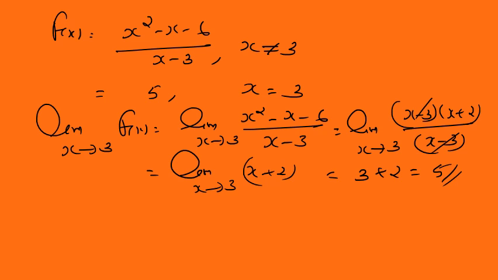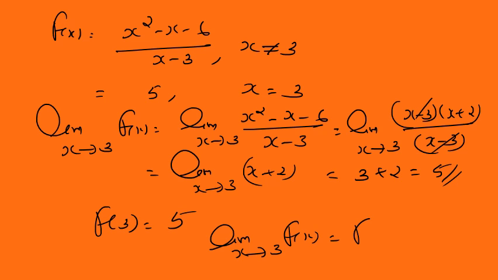What is f of 3? f of 3 is also 5. Therefore what you can say, limit x tends to 3, f of x is equal to what? f of 3. Therefore function is continuous at x is equal to 3.